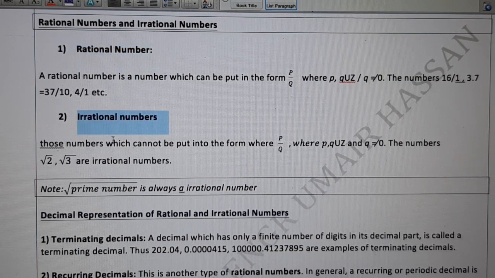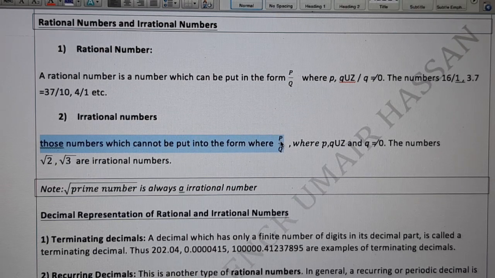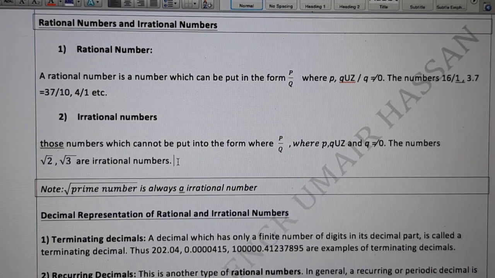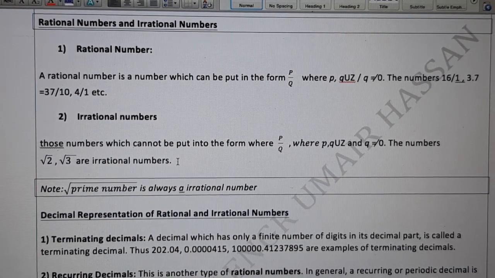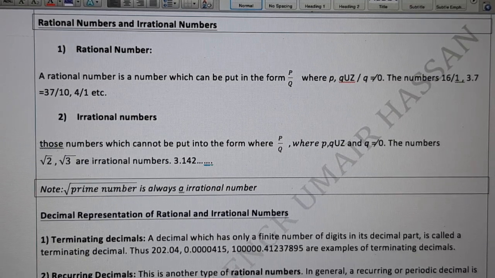Whereas irrational numbers are those numbers which cannot be put into the form p over q. For example, the numbers under root 2, under root 3, they are irrational numbers. Now consider the example of the number pi. Pi is an irrational number and pi is 3.142 dot dot dot.